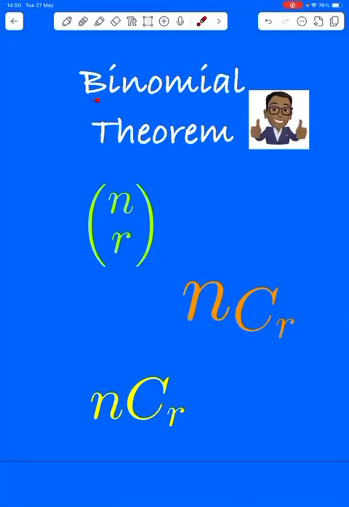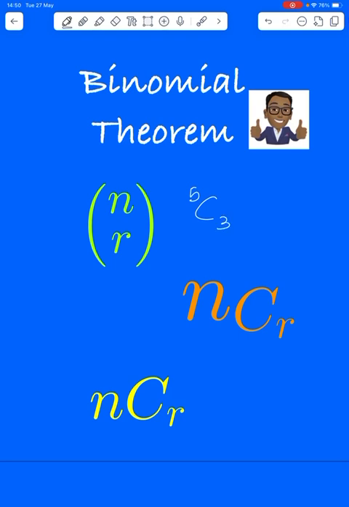Okay, guys, today we will continue with our Binomial Theorem with n choose r. There are three ways to write it. All this means the same thing. They mean the same thing, all right? But what does it really mean? For example, let's say it's 5 choose 3. What does it mean?